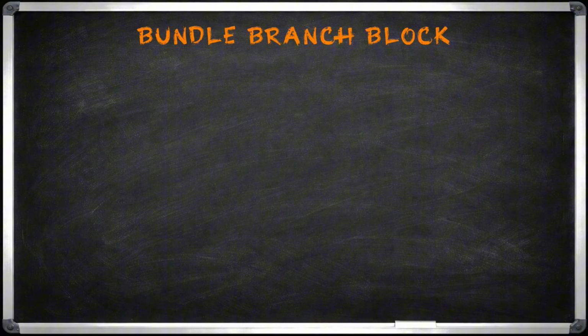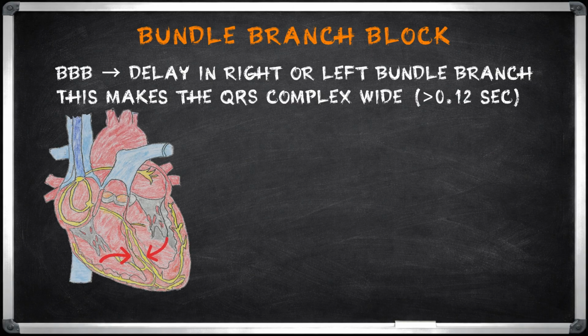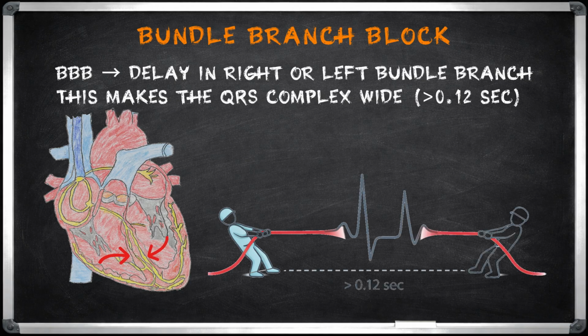What if the impulse gets through the AV node but then gets stuck inside the ventricles? That is a bundle branch block. Main idea: a bundle branch block is a delay in the right or left bundle branch. The ventricles can't depolarize quickly via the normal highways, which are the Purkinje fibers. So the electricity spreads slowly from cell to cell. This makes the QRS complexes wide, more than 0.12 seconds. Crucially, bundle branch block is not a rhythm problem. It is a conduction problem.